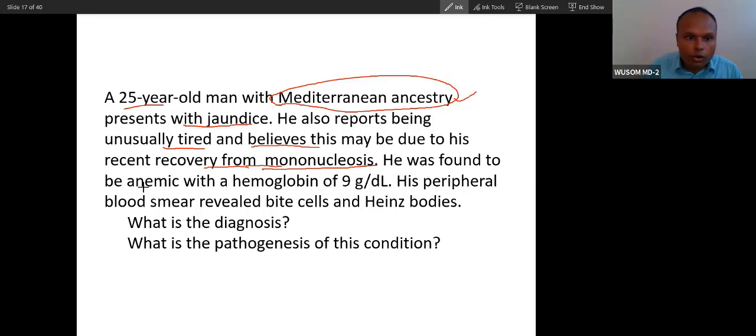He was found to be anemic with a hemoglobin of 9 grams per deciliter. His peripheral blood smear revealed bite cells. This is a very important finding, and Heinz bodies. These two are very, very important findings: bite cells and Heinz bodies.